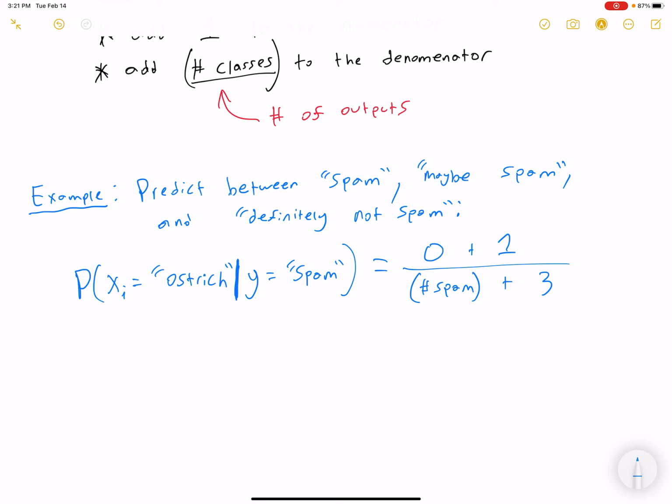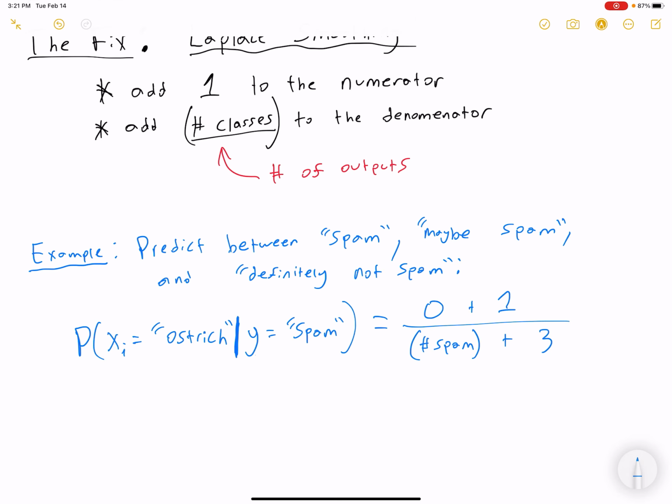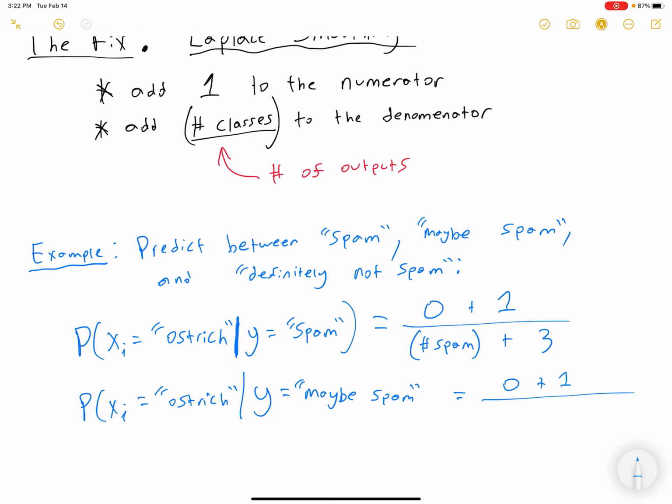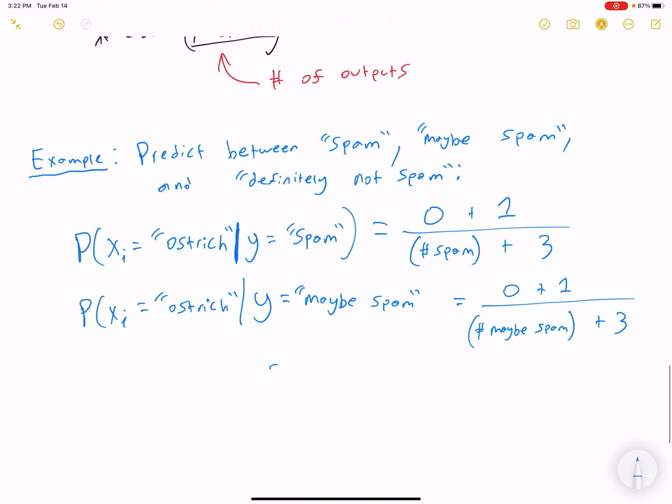Wait, that's what I'm confused about. The denominator, why would you take just the spam emails and not all emails? Because this is given spam. This is the probability given spam. So similarly, the probability of ostrich given that y is equal to maybe spam would be 0 plus 1 over the number of maybe spam plus 3, etc.